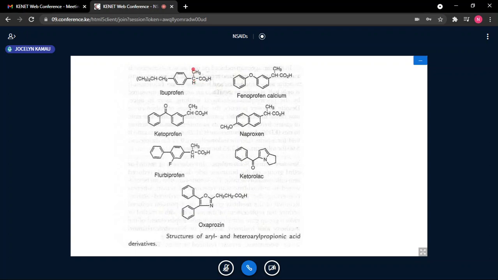which is in the middle, but there is branching. So if you look at this acid here, it is actually propionic acid. CH3, CH, CO, the carbon and the carboxylic group. So that is a propionic acid. The reason why we call them propionic.